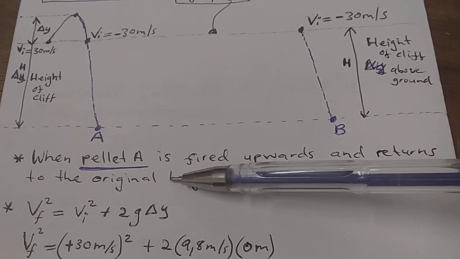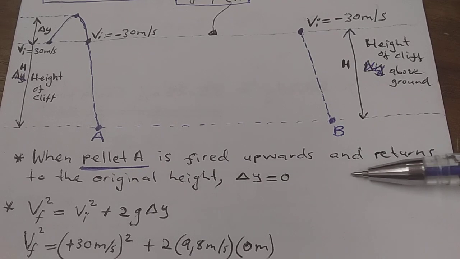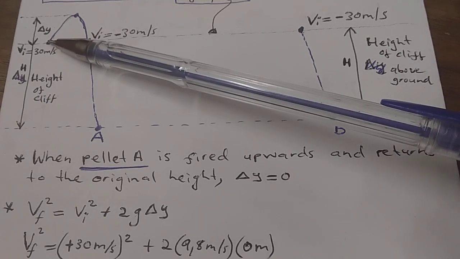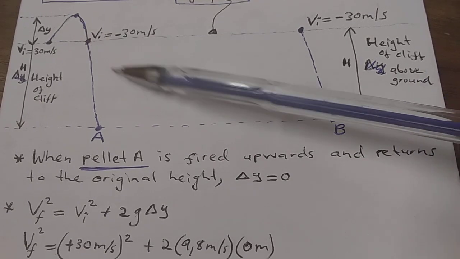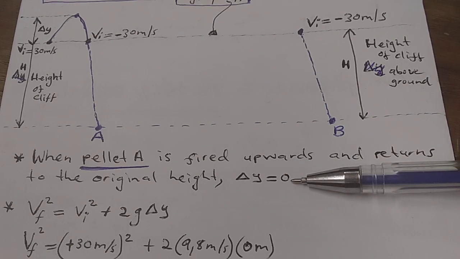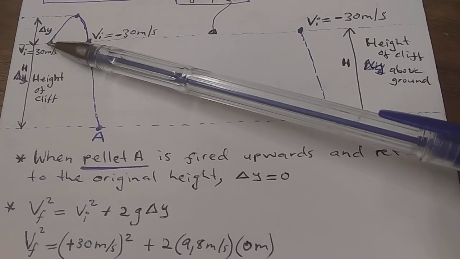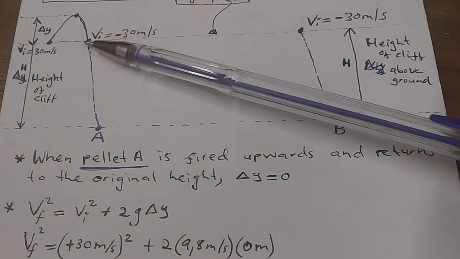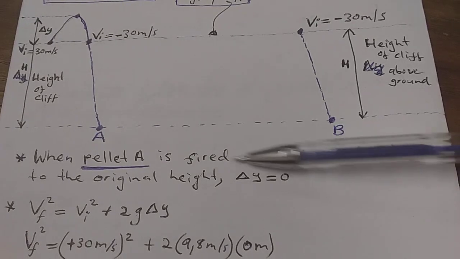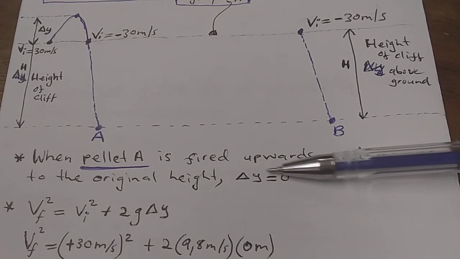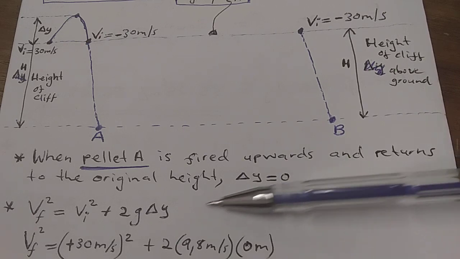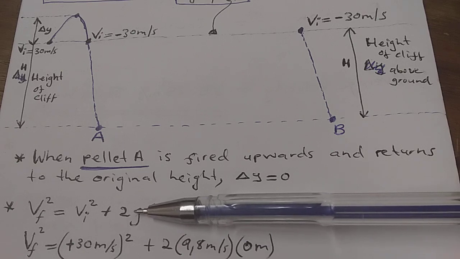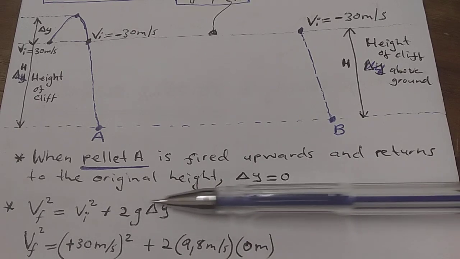So when pellet A is fired upwards and returns to the original height, the change in Y is 0. The initial Y, then I come back, my final height is still 0, my initial height is 0, 0 minus 0 is 0. So the change in Y is 0, okay? We are going to use which formula now, so that we can be able to calculate what is happening?